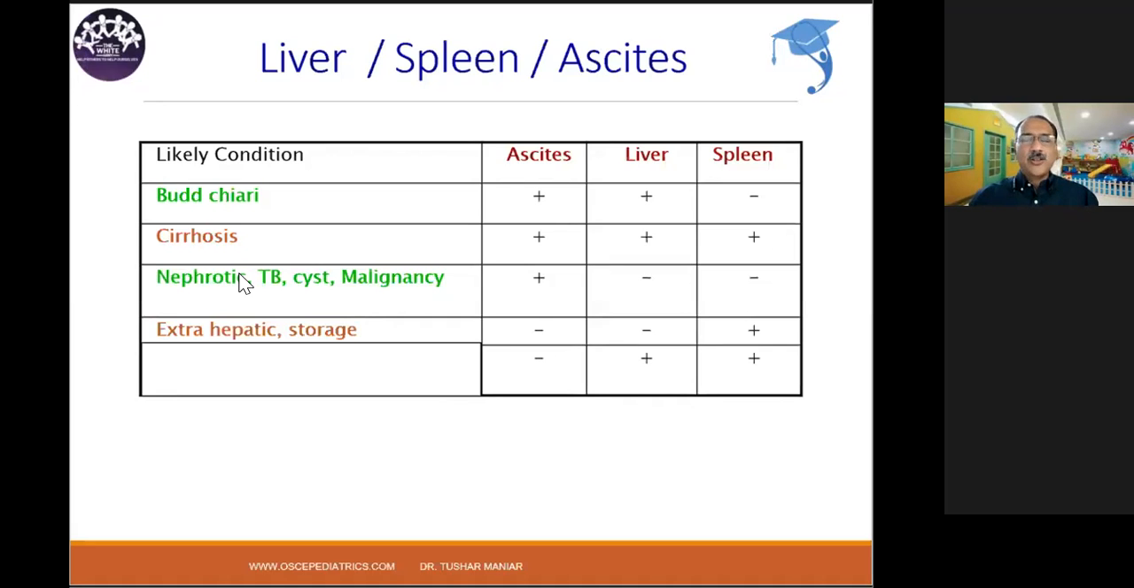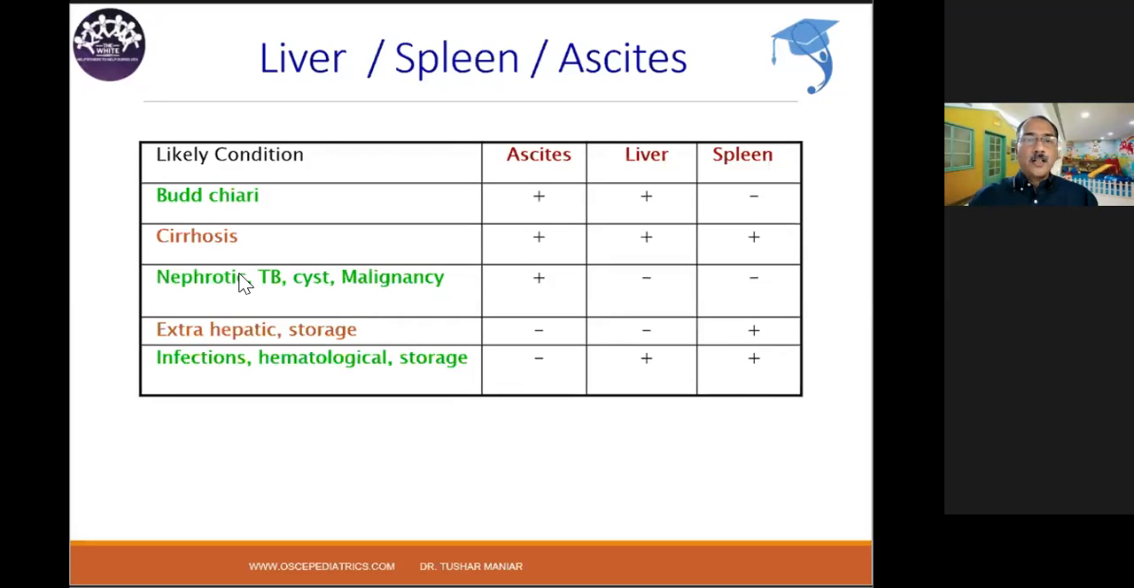No, let's start with common things. Malaria. Correct. Kala-azar, malaria. I would have said enteric first, then malaria. But then you can have miliary TB, and you can have Kala-azar, and you can have leukemia, you can have storage disorders, and a whole lot of other things.